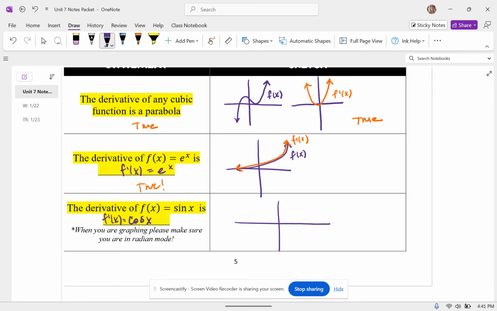So this was our original, right? It was like this. It was f of x. And then its derivative was a cosine graph. That's crazy.